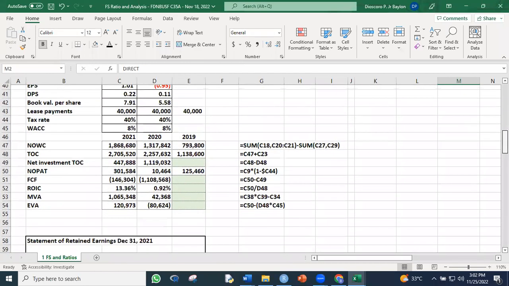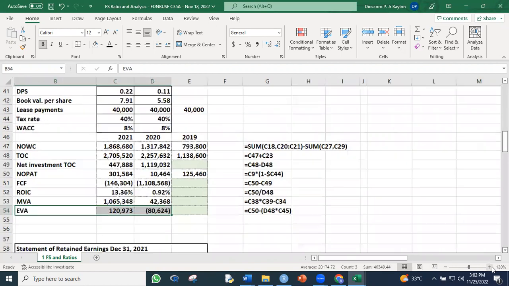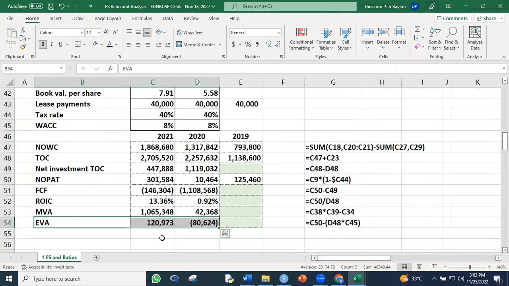All right. And again, sa online quiz natin, kasama itong mga metrics na to, no? In particular, sabi natin, EVA is a very powerful metric to see if the company has created value for their shareholders, economic value added. If it's positive, then value was created. Otherwise, like in 2020, it's negative, so value was destroyed.